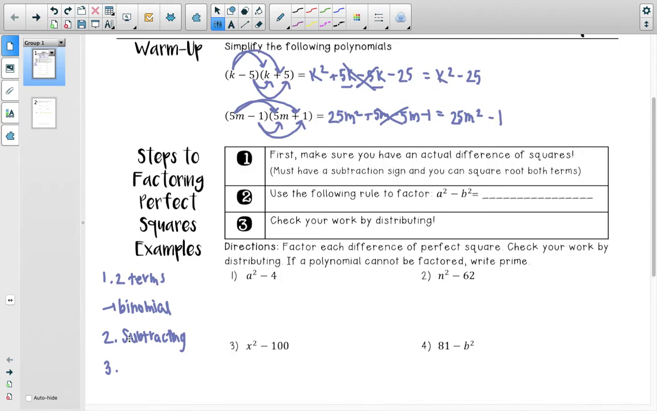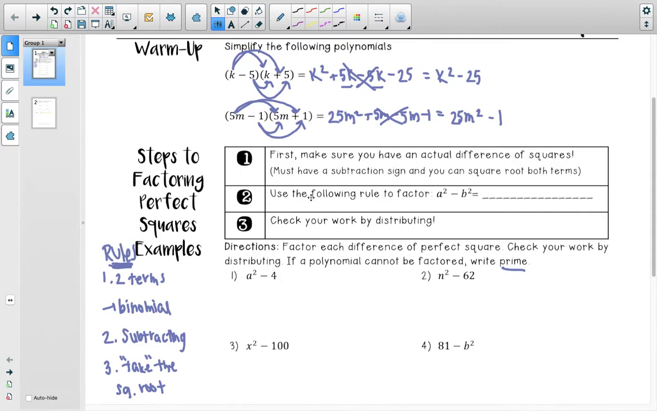So you can take the square root or perform the square root. Okay, I'll just put parentheses around that, or quotations. So these are the 3 rules you have to follow for this to work. If any one of these fails, then this answer is prime. Okay, so you have to make sure it's an actual difference of squares.